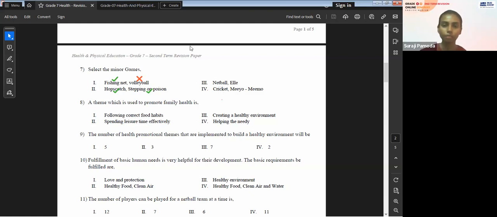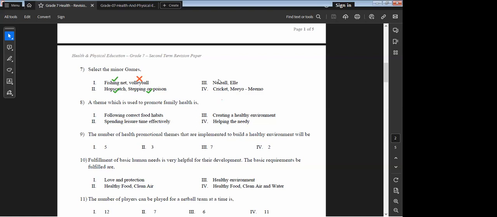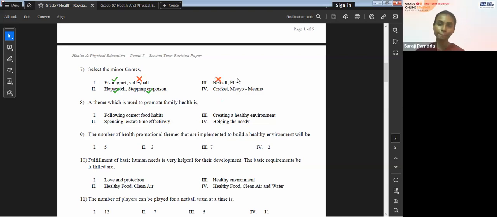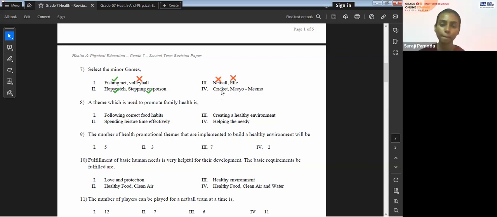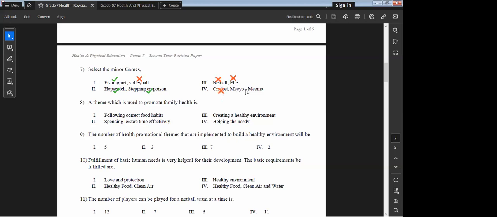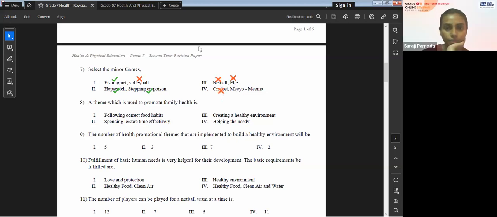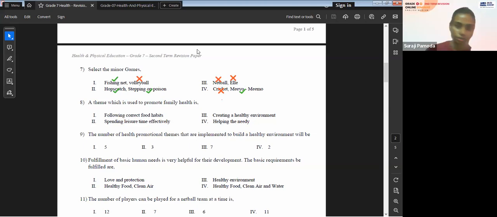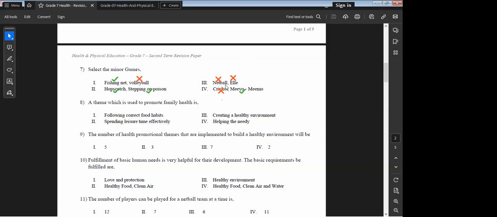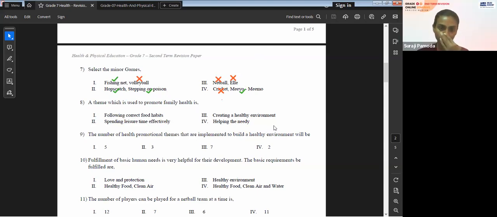Third one, netball. Organized game. Yes. Good. Cricket. Organized game. Okay, so the question asked about minor games, so the answer should be which one? Hopscotch. Stepping on poison. Yes, good. Hopscotch and stepping on poison. Right? Okay.